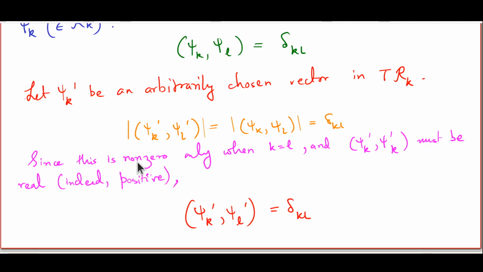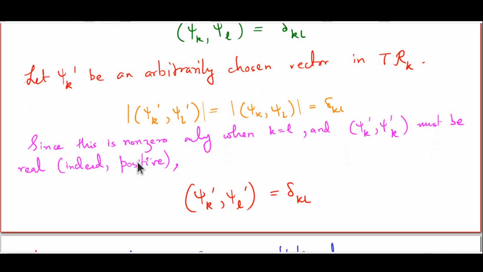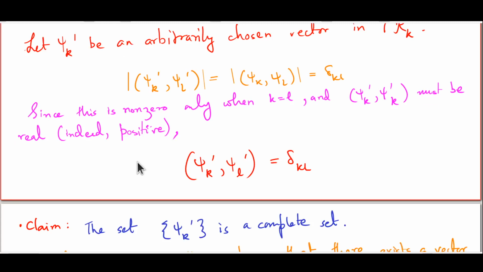In other words, the inner product of psi k prime and psi l prime has to be delta kl, and the new psi primes also form an orthonormal set. Now, apart from orthonormality, I had made a very important demand on our original set of vectors psi 1, psi 2, psi 3, etc. And that was that they form a complete set. My claim is that this property is also there in this new transformed set of vectors. If you take the psi k primes, they also form a complete set.